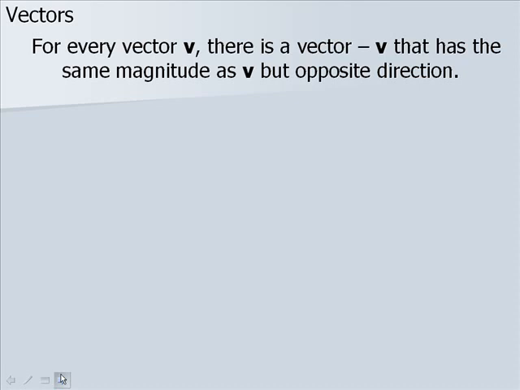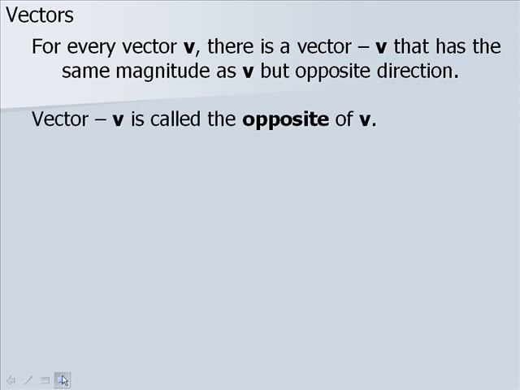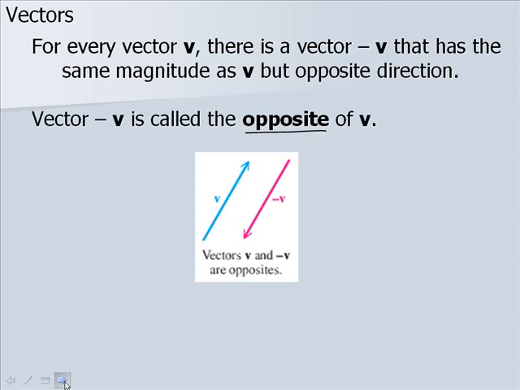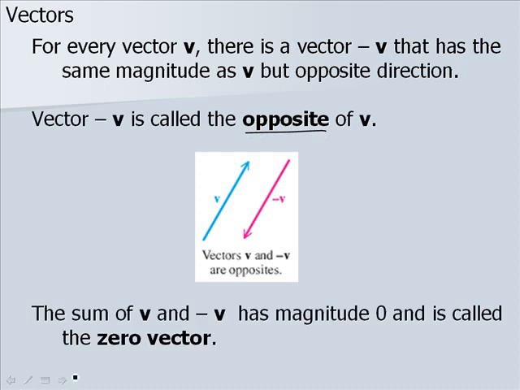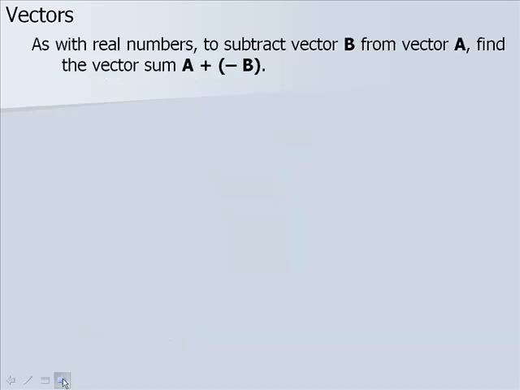For every vector V, there is a vector minus V that has the same magnitude as V but in opposite direction. Vector minus V is called the opposite of V. The sum of V and minus V has magnitude of 0 and is called the zero vector. As with real numbers, to subtract vector B from vector A, we find the vector sum of A plus minus B.